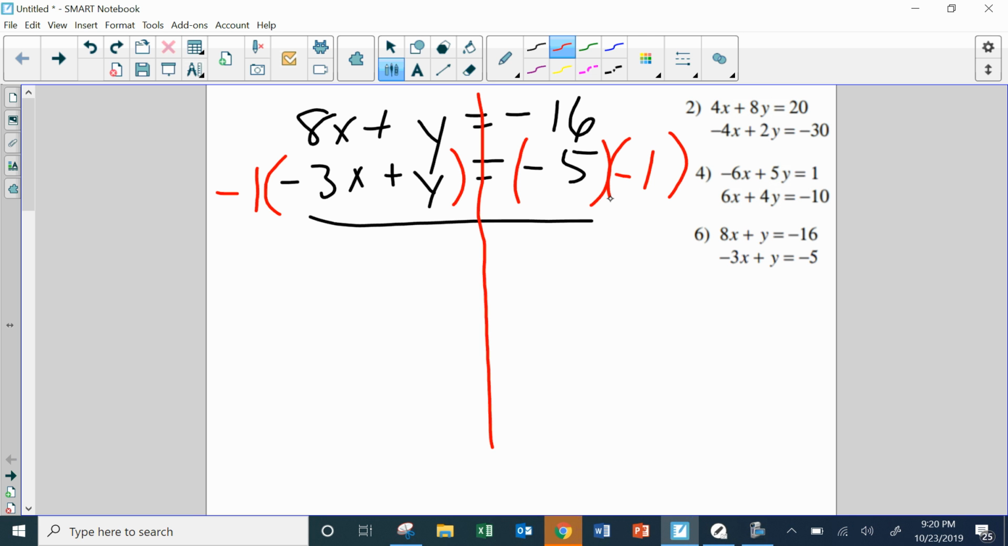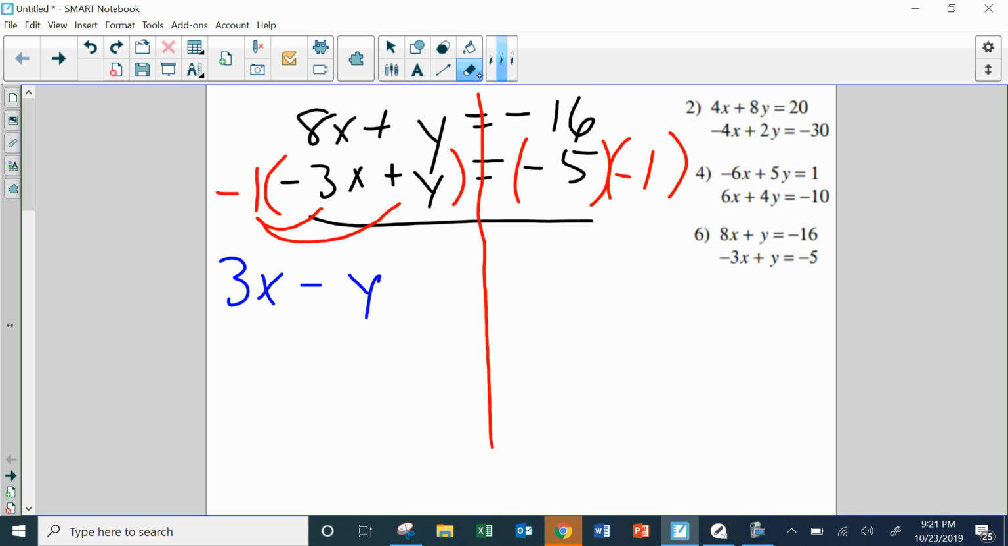Now, if I multiply through, and this is just using the distributive property that we've been working on, negative 1 times negative 3x, do this in blue, gives me a new equation of positive 3x, negative 1 times positive y gives me negative y. I could have said plus negative y, same thing as subtract y. Actually, I am going to say plus negative y.